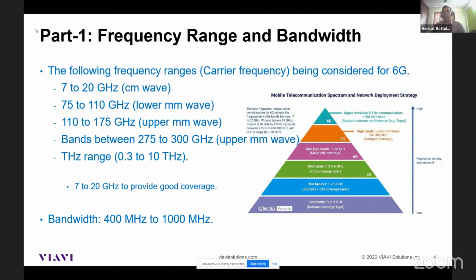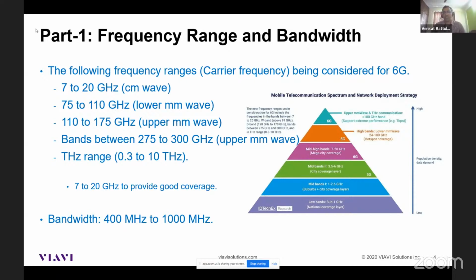The frequency bands. Obviously, 6G cannot operate on the 5G frequency bands, so we need new frequency bands for 6G to operate. Here I have illustrated how 6G will most likely progress in deploying the frequency bands. You can see it's a kind of pyramid. The first band possible is 7 to 20 gigahertz, the centimeter wave.